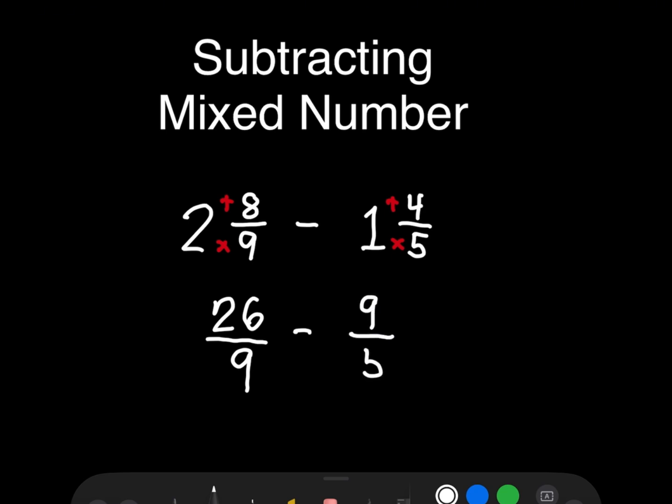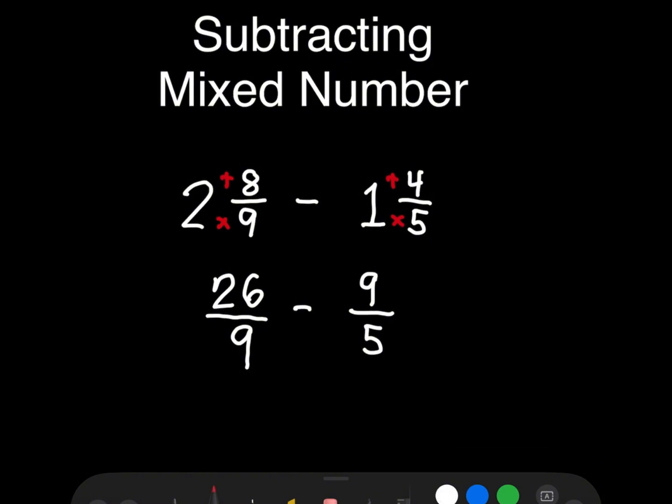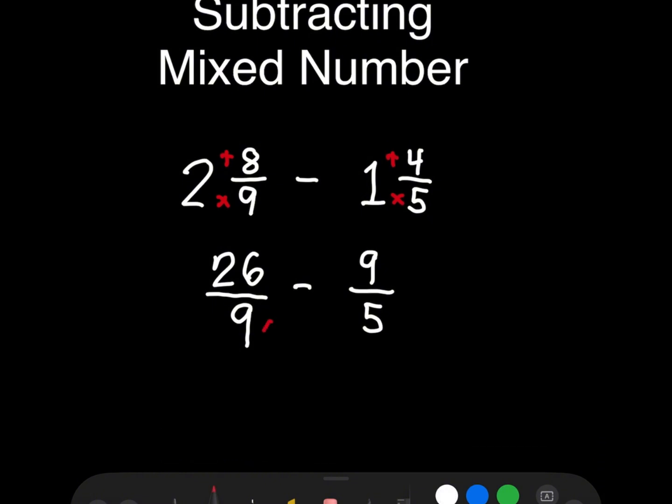And after that, you cannot just simply subtract it. So all you have to do is make the denominators the same by multiplying the denominator 9 by 5, and also the numerator by 5. Then you do the same on 9 over 5, that is 5 times 9, and then 9 times 9.